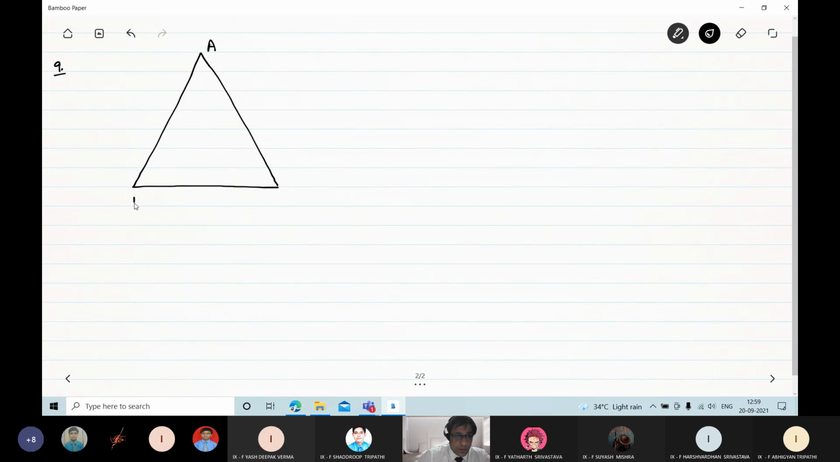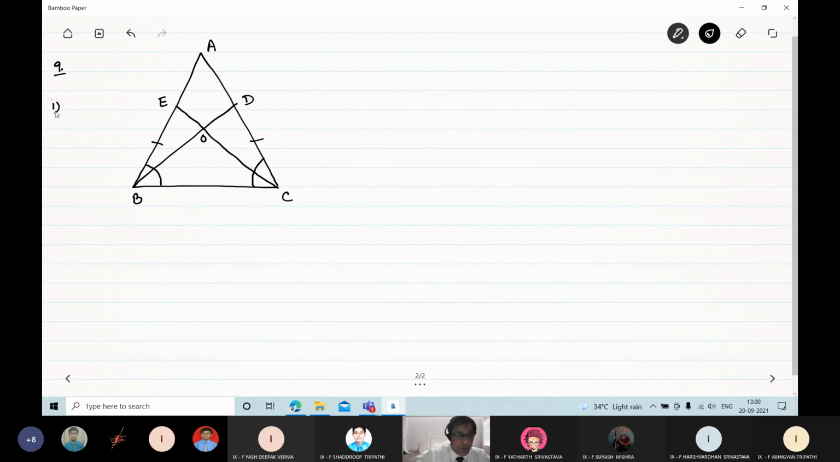This is A, this is B, this is C. This is D and this is E. This is O. It says in the figure given, angle ABC, this whole angle, is equal to angle ACB. This is given. D and E are points on the sides AC and AB such that BE is equal to CD. This is also given to us.